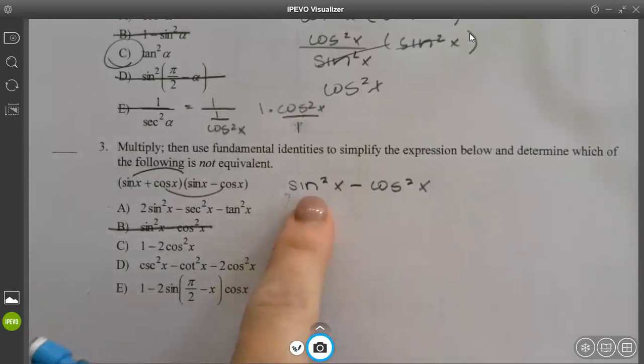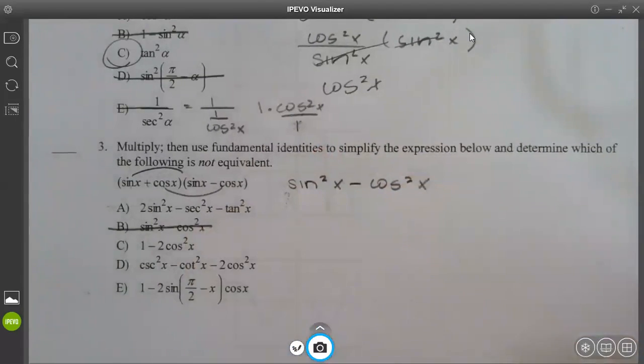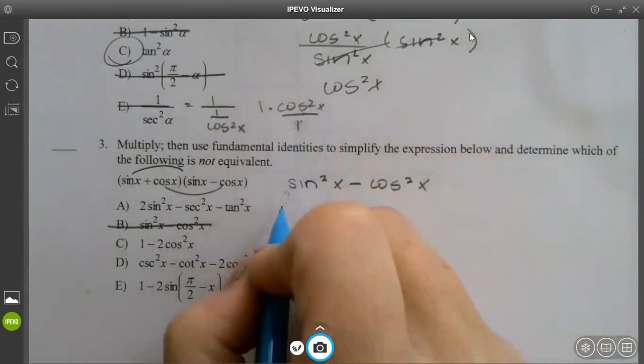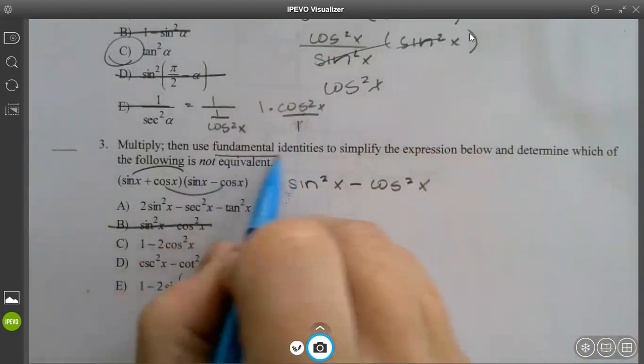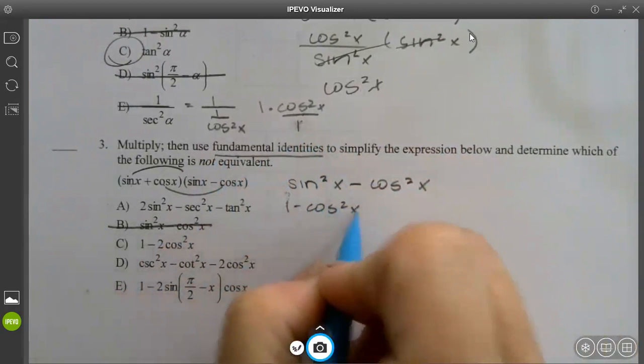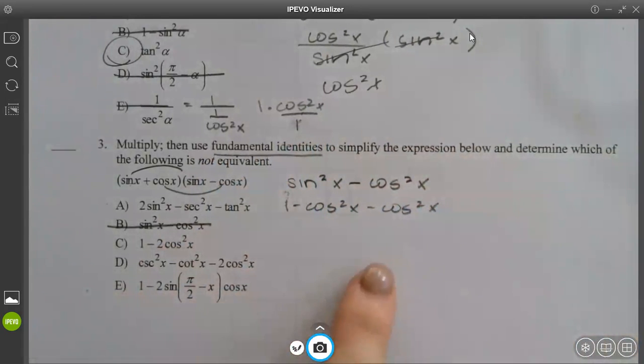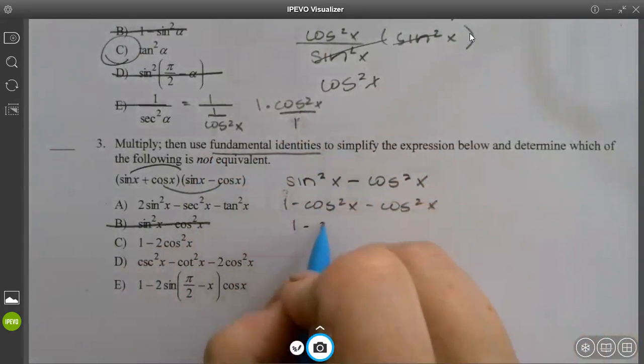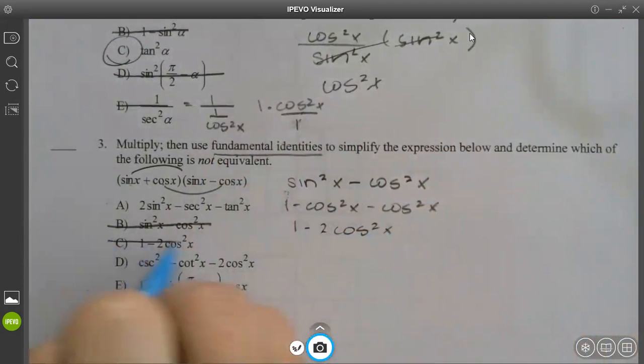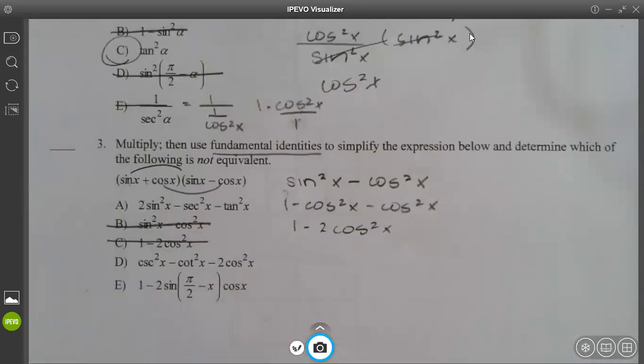What can I put in place of sine squared x? Yeah, 1 minus cosine squared x minus cosine squared x. Why did I do this? Because if you look at C, it gives you that one. Again, you can put all these in your calculator. It's fine, whatever you want to do. What else? What else could I do?